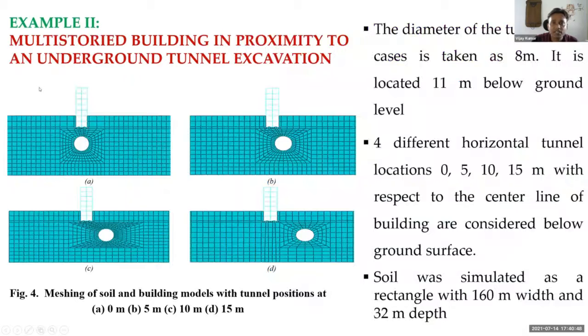And for the second example, an RCC structure was constructed, and four cases have been studied. In the first case, the building is just above the center line of the tunnel, and then three different cases: 5 meters away from the structure center line, 10 meters and 20 meters. So distances up to 20 meters from the center line of the structure have been studied to get the response of the building. And for that, the dimension of the soil has been taken as 32 meters depth and 160 meters width.